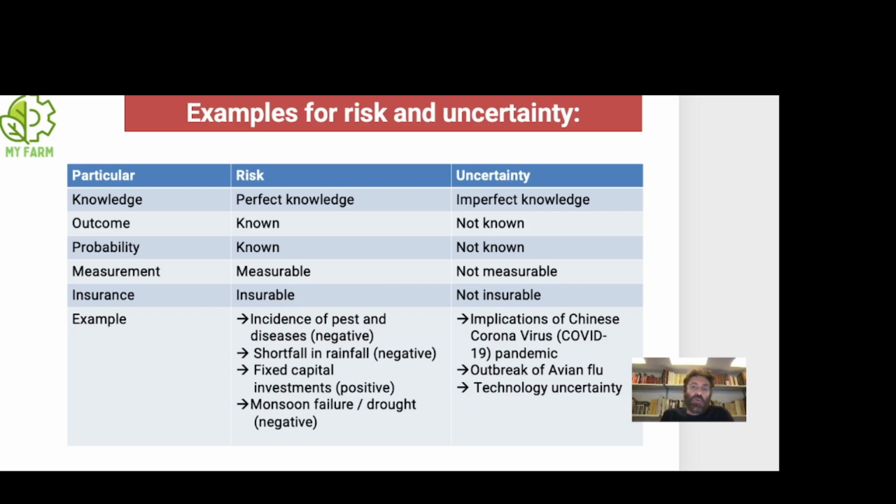So we have a picture with some examples of risk and uncertainty. If we talk about risk, we can refer to the incidence of pests and diseases, shortfall in rainfall, fixed capital investment, monsoon failure or drought, which would affect negative terms of risk. If we talk about uncertainty, we can refer to the implications of the COVID pandemic, outbreak of avian flu, technology uncertainty, and so on.